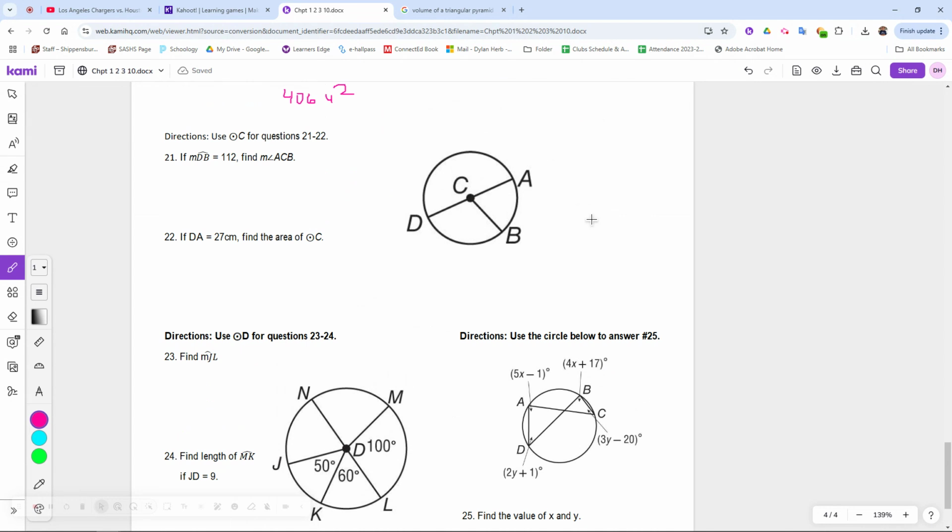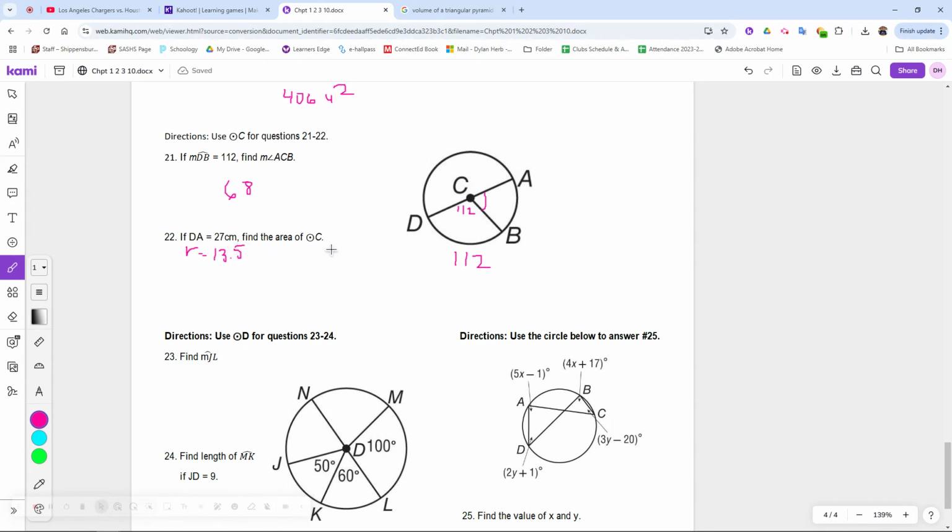All right, we're getting close to the end here. If the measure of DB is 112, what is angle ACB? Remember, arc measure and central angles are the same thing. So this angle is also 112. These form a linear pair, so I would just have to subtract 112 from 180, and that's going to be 68. It says if DA is 27, that's the diameter the whole way across, so my radius is going to be half of that, which is 13.5.